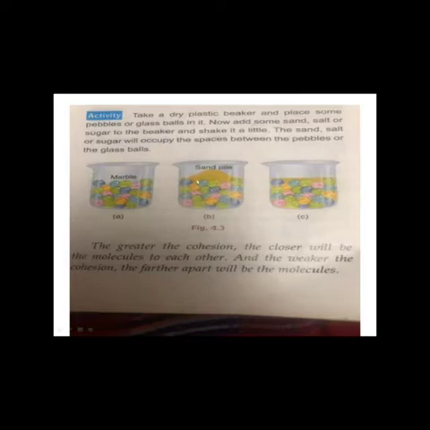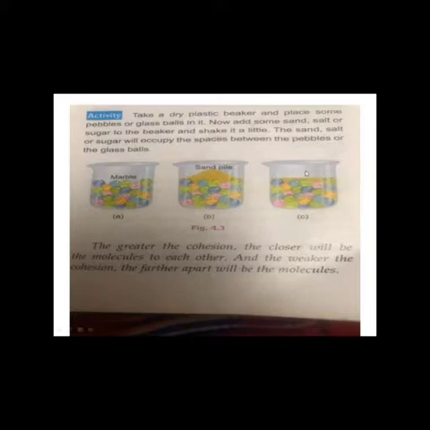What do we observe? The sand, salt or sugar will occupy the space between the pebbles or the glass balls. Is it clear? We can see that clearly in the third picture.